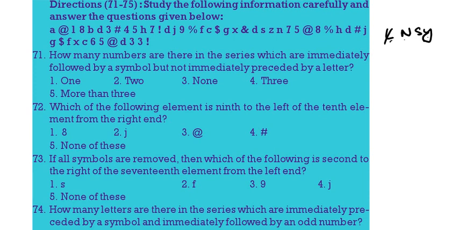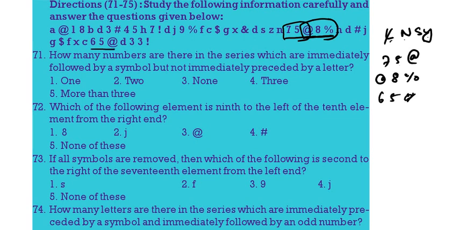You see the series. We will get the first one 7 5 at 4. Number followed by symbol, but it is not preceded by letter. Next we will get at 4 8 percentage. This one, the second one. Next we will get 6 5 at 4. Next we will get double 3 exclamatory mark. So we are getting 4 more than 3.